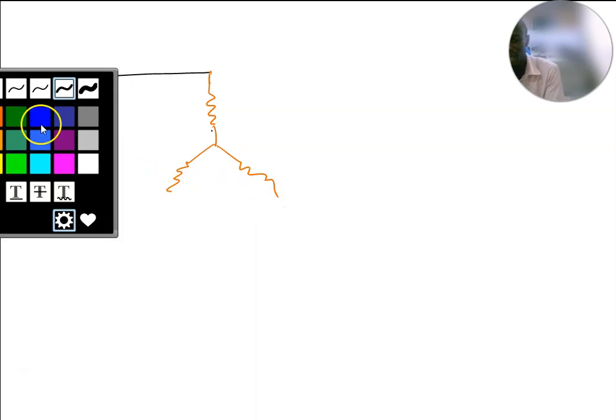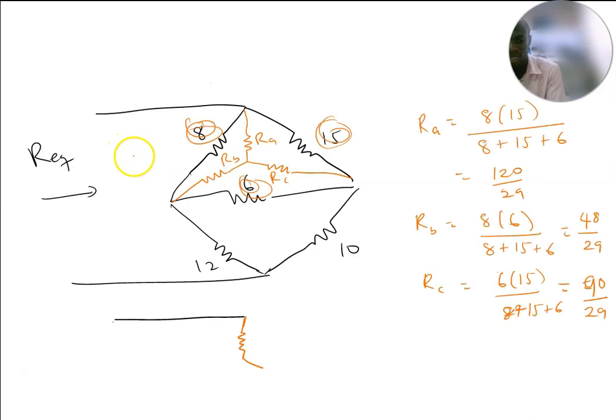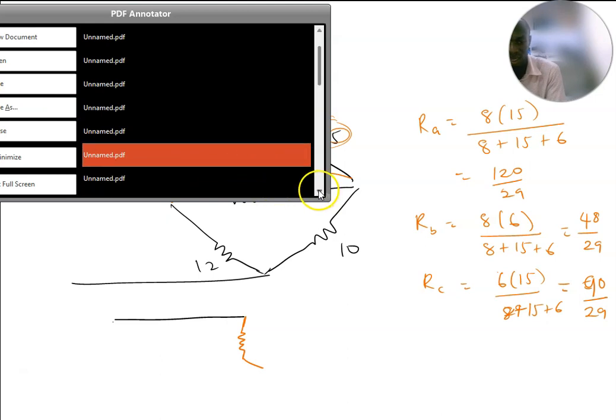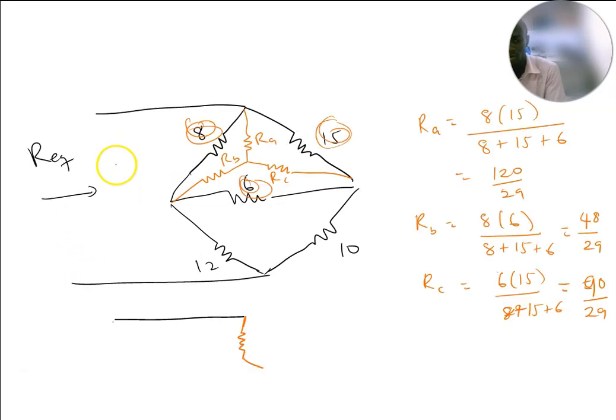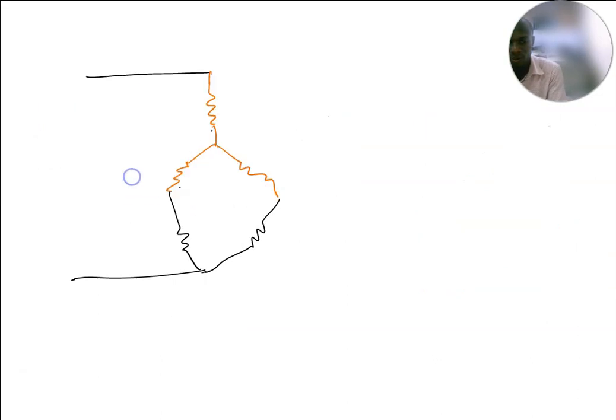Then now, what do we have? Let me go back. Yes. Then we have the two resistors down there, something like this. This was here, and this was here. Right. Okay. So now what are the values? We have 12 and 10 down, so 12 here and 10 here.